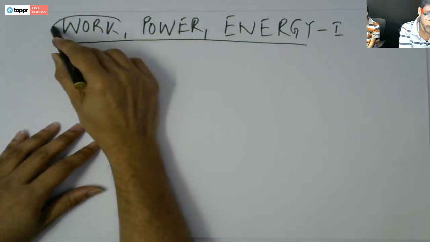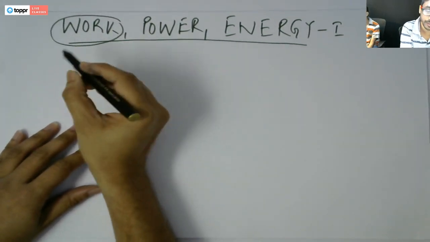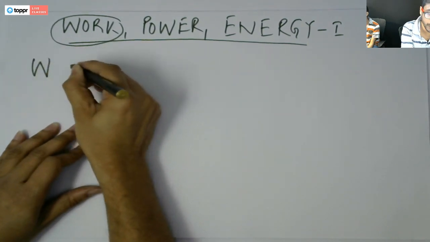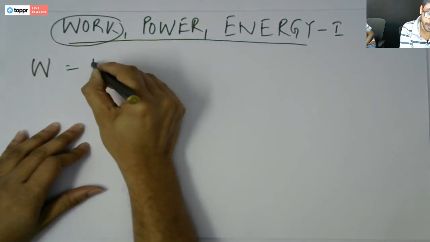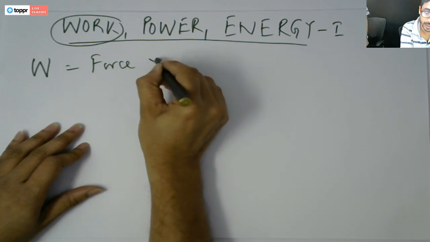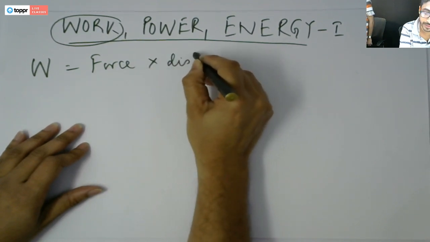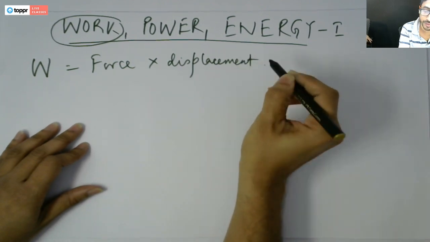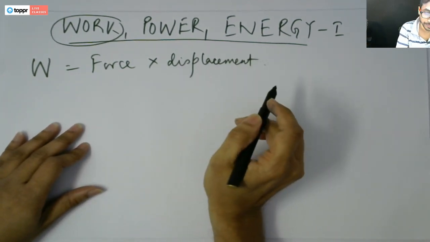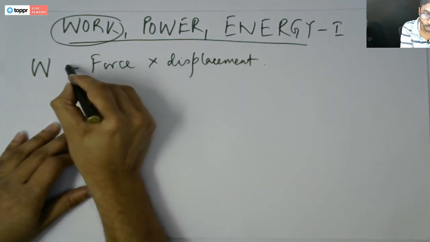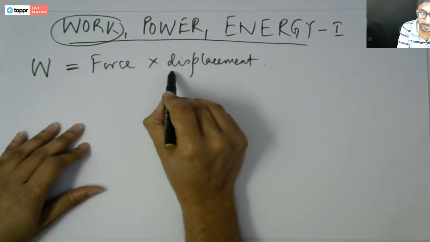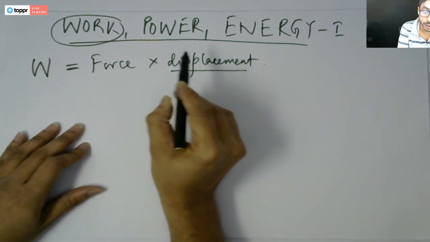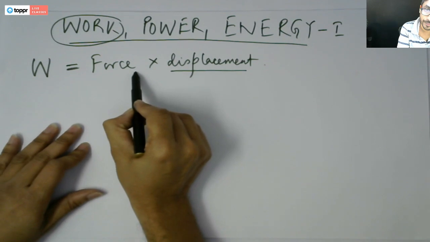Now when we talk about this word work, you definitely know that work is nothing but force into displacement. This you know from your previous class. Now we need to understand that displacement should be in the direction of the force. Let us explain.